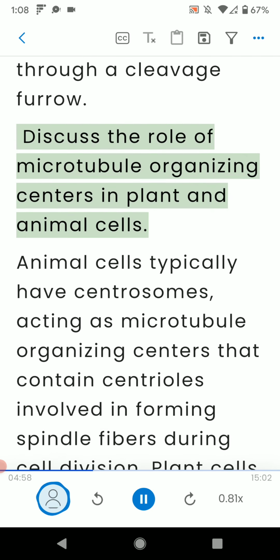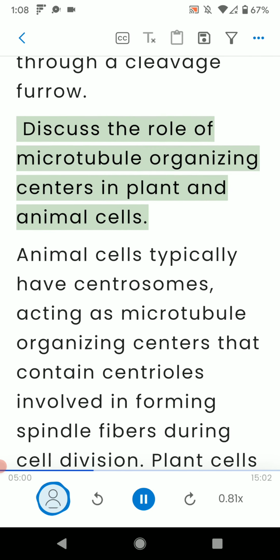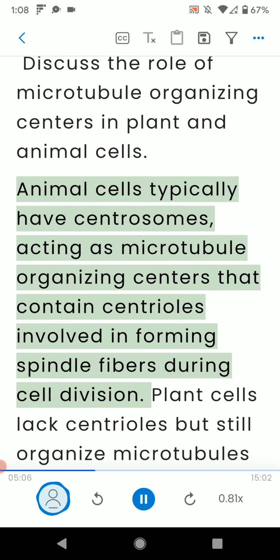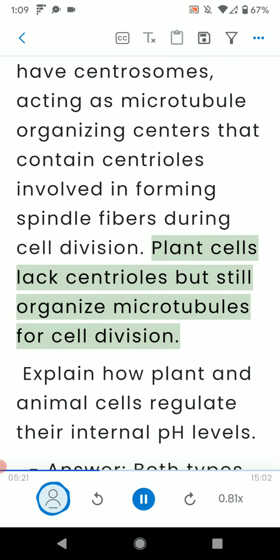Discuss the role of microtubule organizing centers in plant and animal cells. Animal cells typically have centrosomes, acting as microtubule organizing centers that contain centrioles involved in forming spindle fibers during cell division. Plant cells lack centrioles but still organize microtubules for cell division.